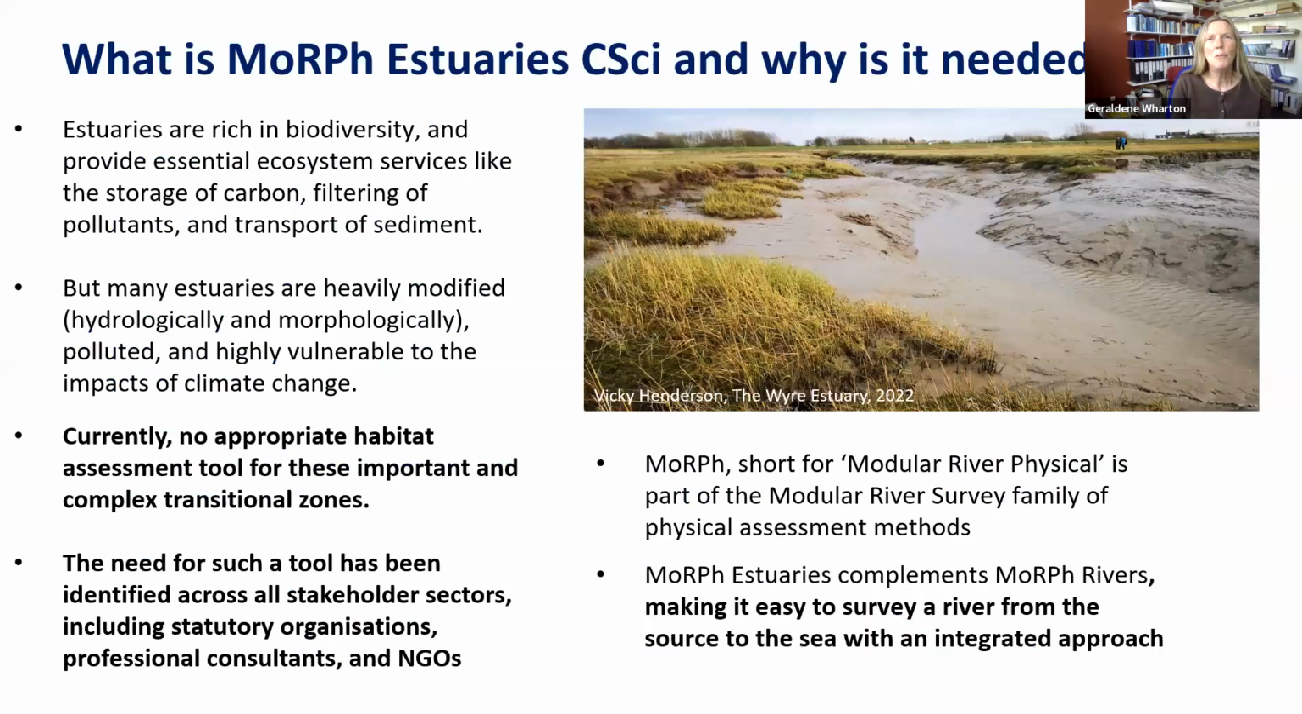Thank you. So MoRPh Estuaries, and why is it needed? Well, just a broader context before we get into lots of the case studies that the partners will share. I think we're all here because we know how important estuaries are, but the more people study estuaries, the more people are understanding just how rich they are in biodiversity, and how important they are, providing a whole range of essential services like blue carbon storage of carbon, their role in filtering pollutants and transport of sediment through catchment systems. So we have people on the team who are studying all aspects of estuary processes and habitats.